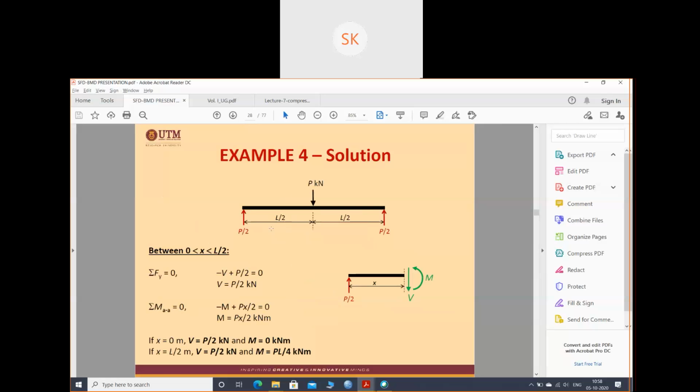You'll understand. See, this is the shear force diagram and this is the bending moment diagram. How they have put it: see, at 0 your shear force was positive P by 2, right? And at L by 2, it was positive P by 2.